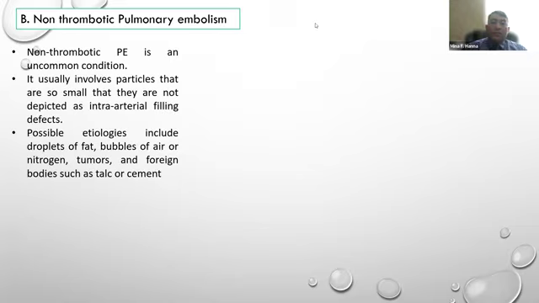Yes, it is better to think, in addition to the pulmonary embolism and infarction, about other causes as well, especially if the clinical situation permits. Non-thrombotic pulmonary embolism is an uncommon condition, and by non-thrombotic we mean anything in the pulmonary vessels not related to thrombus. It usually involves particles that are so small that they are not depicted as intra-arterial filling defects. Possible etiologies could be fat, bubbles of air, nitrogen, tumors, foreign bodies such as talc or cement.